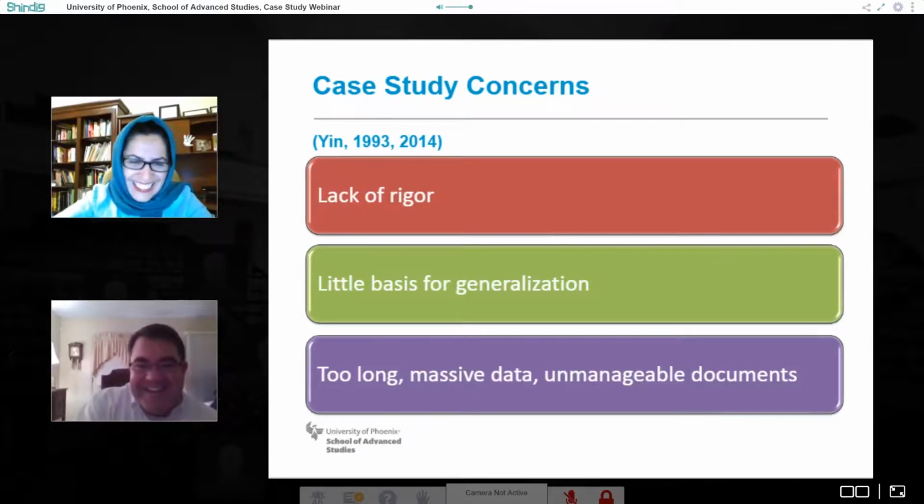Go ahead, David. Here's the question. It says, can narrative inquiry be used as one design? Narrative inquiry is, yes, a qualitative design, obviously, but it's not related to case study. It's yet another qualitative design, but it is not case study. So case study is totally different. Narrative inquiry is another qualitative design.